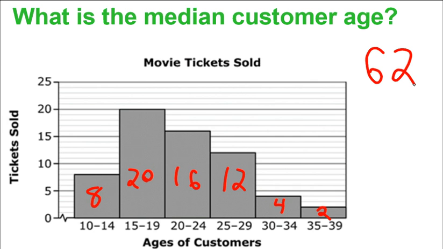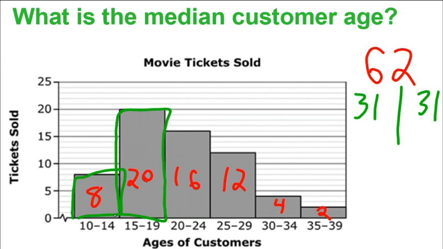So now what we need is half of that. Median should be the middle. The middle between those two is 31. Our median would have 31 on either side. So look, there is 8 here, 20 here, so that's a total of 28. That means I need just 3 more. But right there, that's automatically putting our median in the 20 to 24 range.